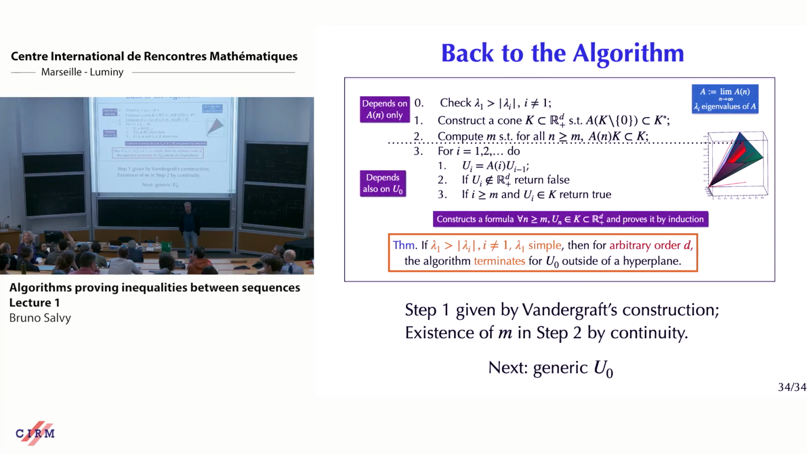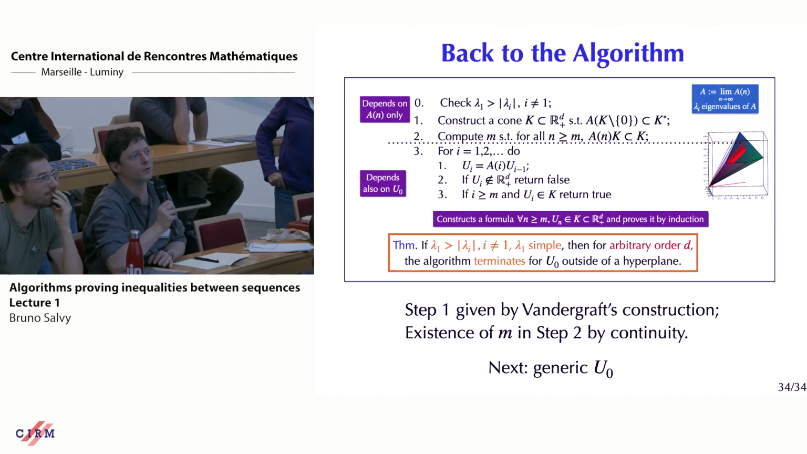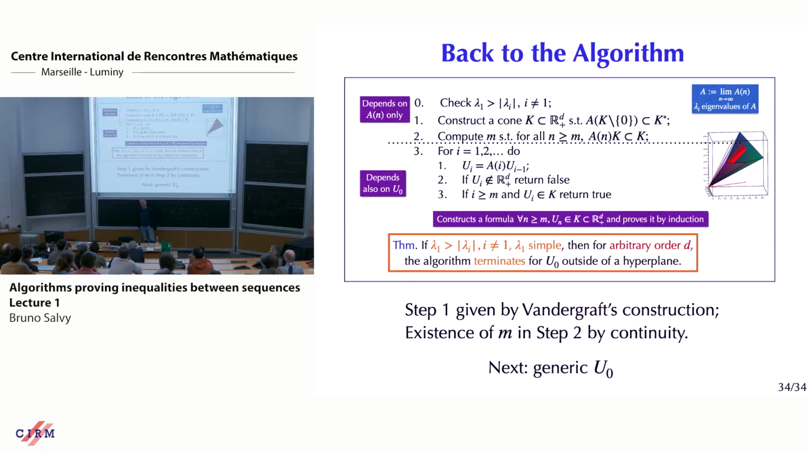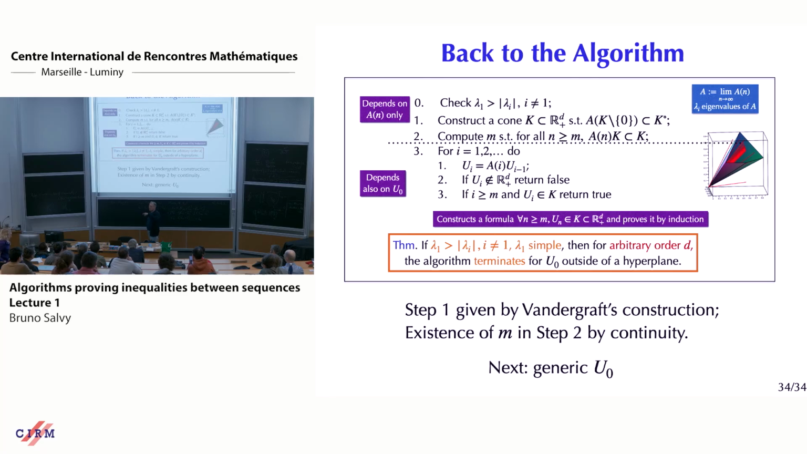Any other? Yeah, there's Pierre. And in your algorithm, why don't you output a hyperplane out of which U0 must not lie? Ah, that's a beautiful question. It's because we don't know it. We know that it exists. I will show you tomorrow why it exists, but it's not a constructive proof. And I will show you why we don't expect it to have a constructive proof.